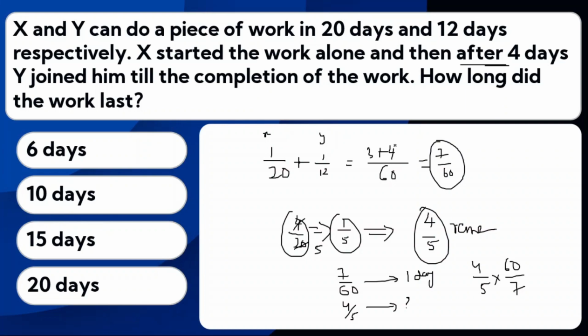Sorry, here it is not 4. 12 cancels here 5 times. So it is 8. So here in the place of 7 it will be 8. So 4 cancels here 2 times and 5 gets cancelled here 12 times and 2 gets cancelled here 6 times. So X and Y can complete the remaining work in 6 days and X alone did the work in 4 days. So 4 plus 6, the answer will be 10 days.